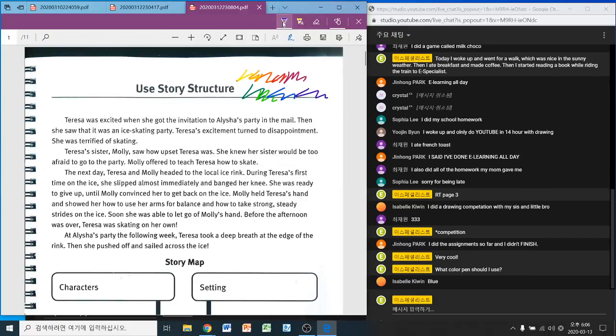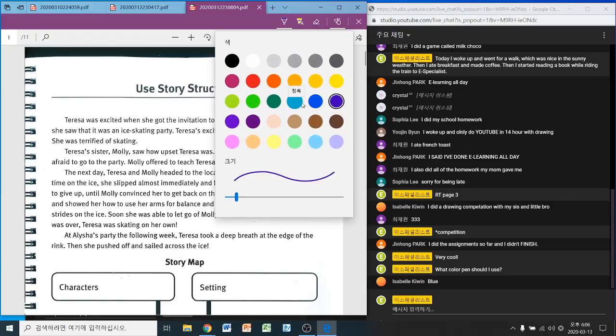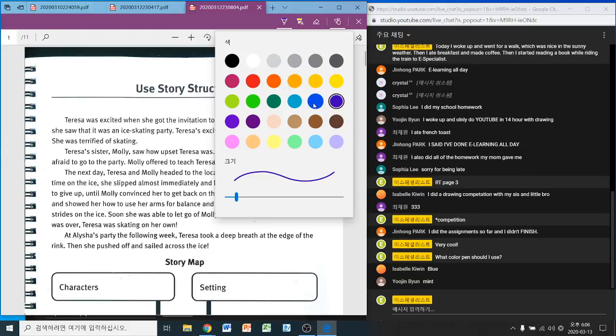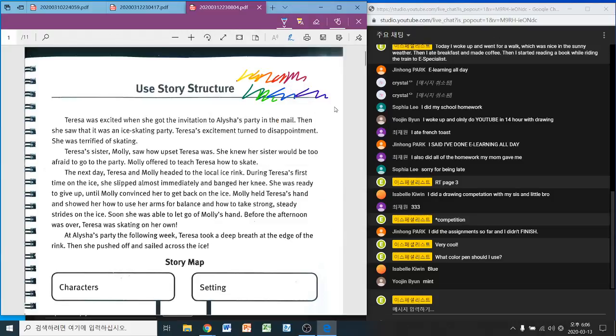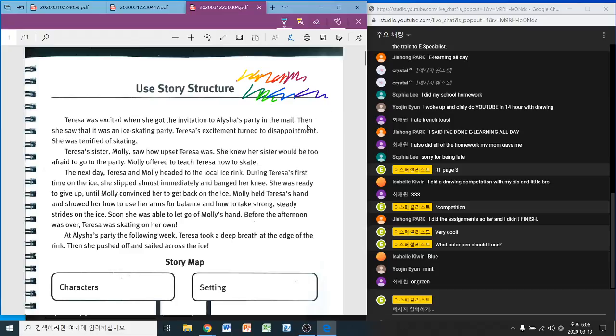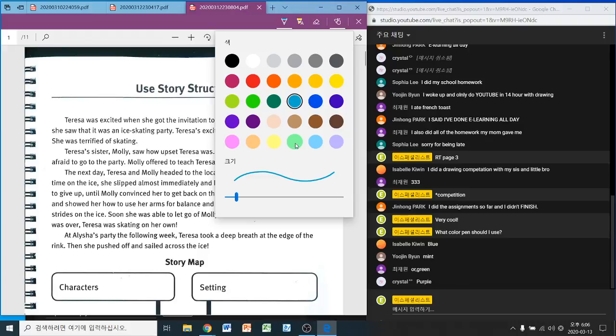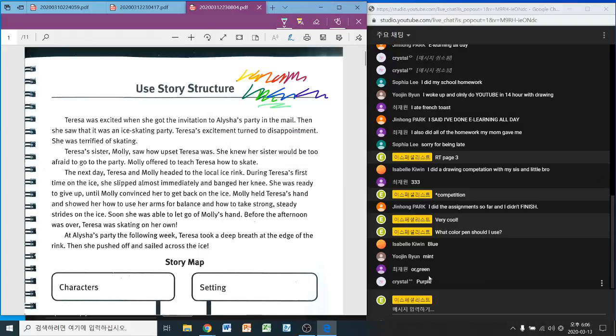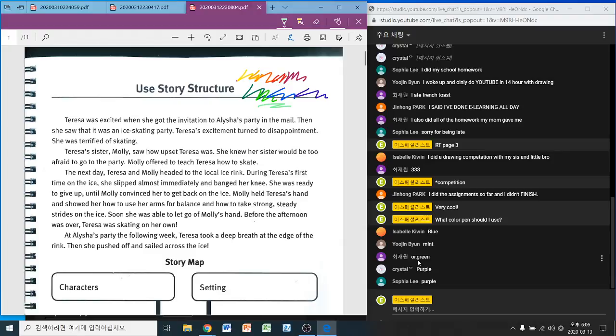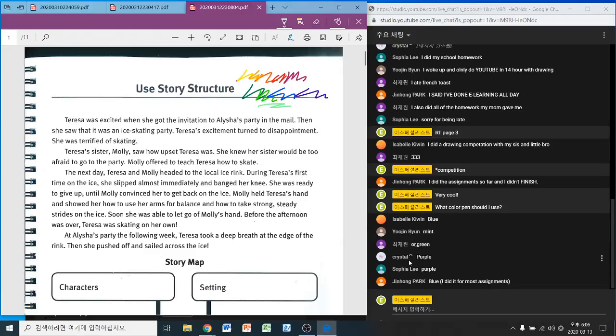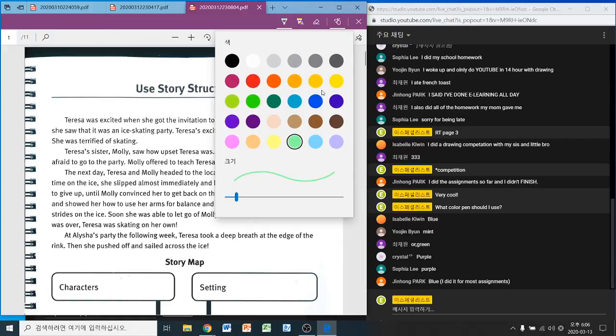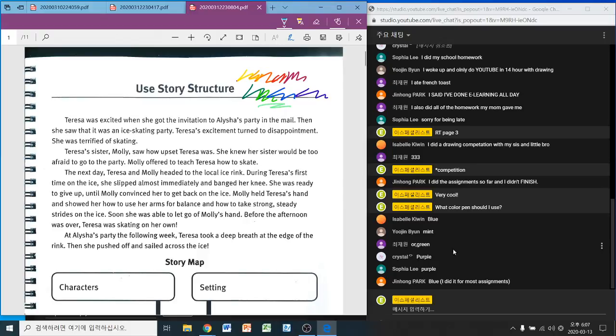Blue. Alright, Isabel said first one to answer. Isabel says blue. We got 3 options of blue. Maybe this is kind of blue. I'll call this teal, maybe? Teal, aquamarine. I'm gonna go with this blue. Isabel said first, so I'm gonna use blue first. But thank you for your idea of mint. Is there mint? Oh, this mint, that looks nice. Sunjae says green. Crystal says purple. So this is purple. Jidong says blue. Alright, I'm going to use blue. Isabel answered first. I'll use blue first, and then I'll switch in order.